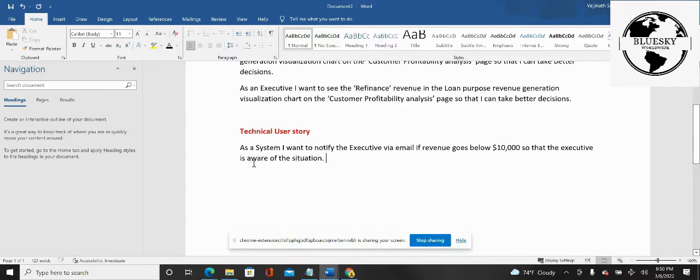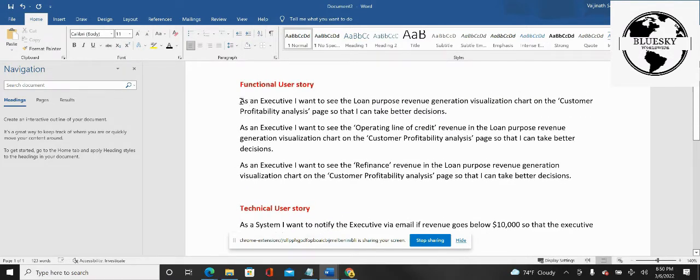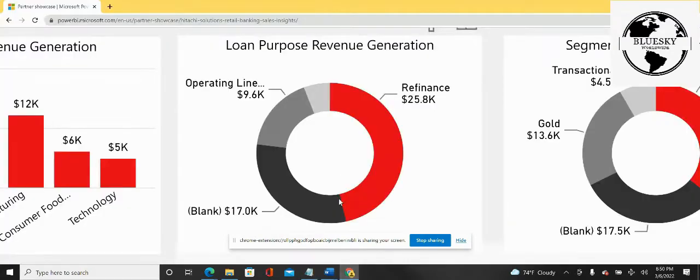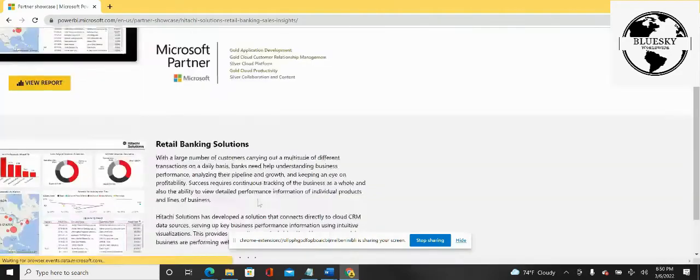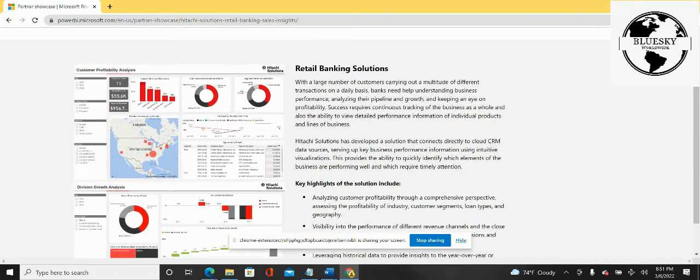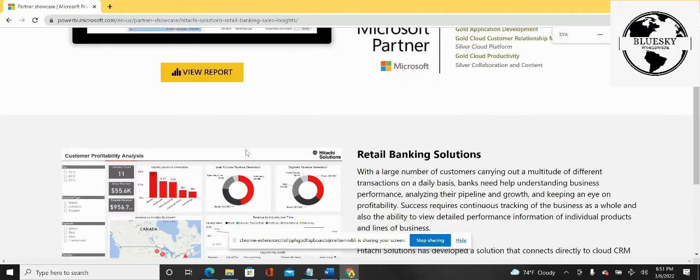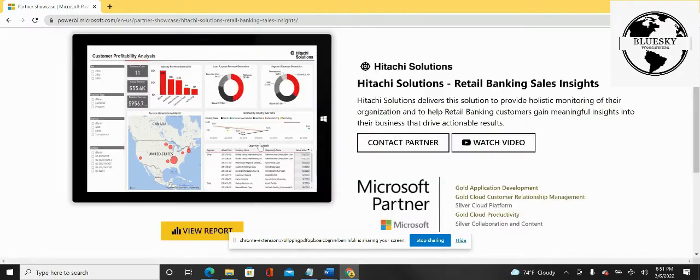So what is the skeletal structure? So what is the difference? One difference between a functional user story and a technical user story is there is no human intervention, right? Here there is an executive who will actually come to this page and look around this page and then find this donut chart. I think I lost that page. Okay. So in this case, there is an executive who's going to come in and actually look at this visualization chart. So there is a human intervention, right?